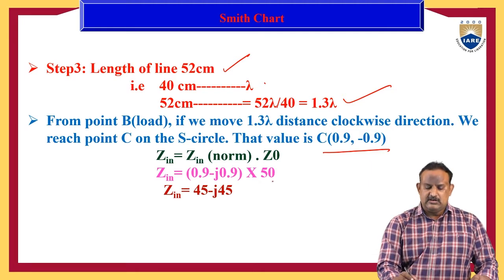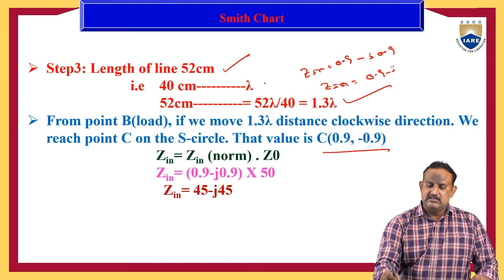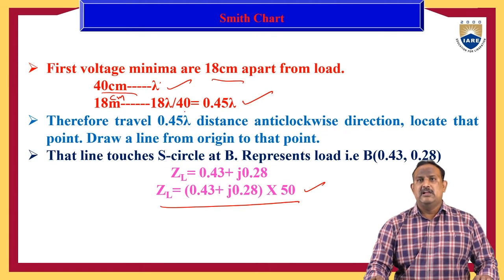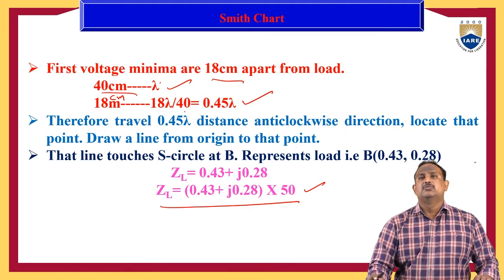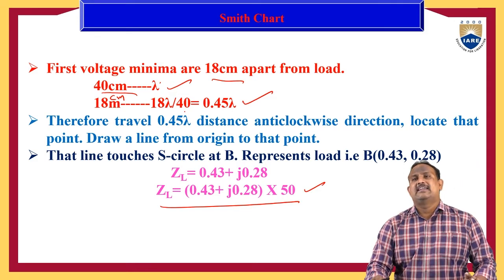Therefore, Zn is equal to 0.9 minus j0.9, and the actual input impedance is equal to 0.9 minus j0.9 into 50. Therefore, it is 45 minus j45. So this is the input impedance of the transmission line, the Zin value, and this is the ZL value. In this way, we can find the load impedance value and the input impedance value of a transmission line.